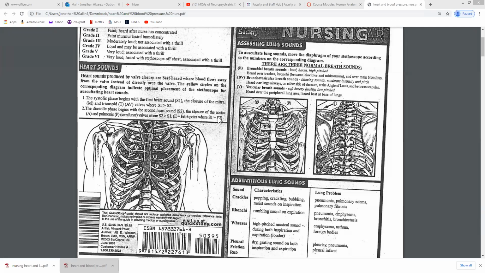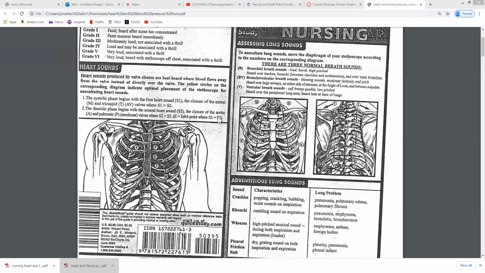Now if you're wondering, what the heck is S1 and what the heck is S2? Here's the answer. The heart sounds kind of like this: lub-dub, lub-dub, lub-dub. There's a distinct S1 sound, which is the lub, and a distinct S2 sound, which is the dub. The S1 is a stronger sound, a little bit louder. The S2 is softer, not quite as loud. So it's lub-dub, lub-dub, lub-dub.